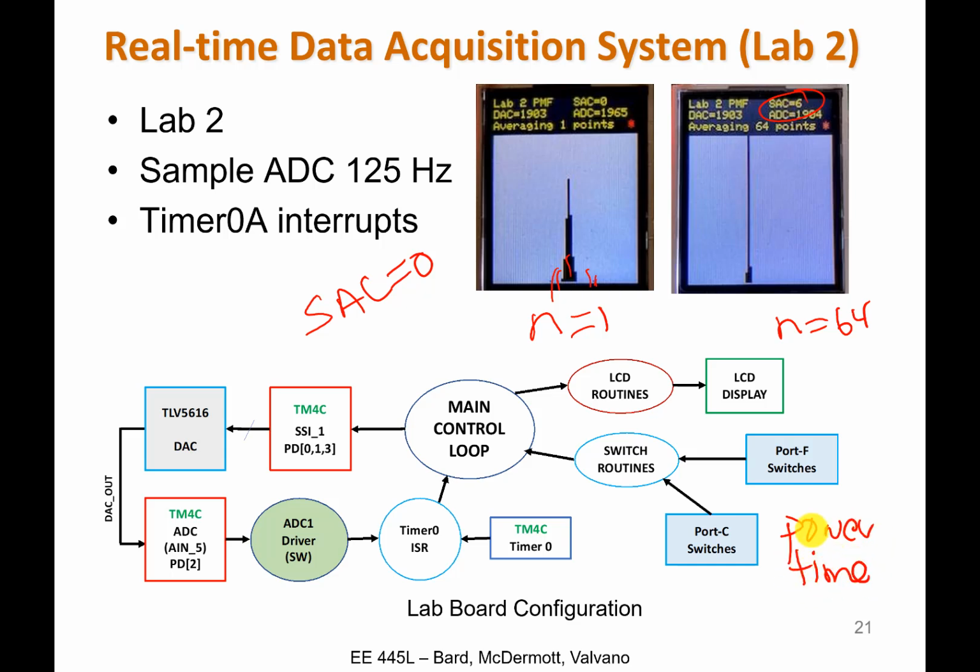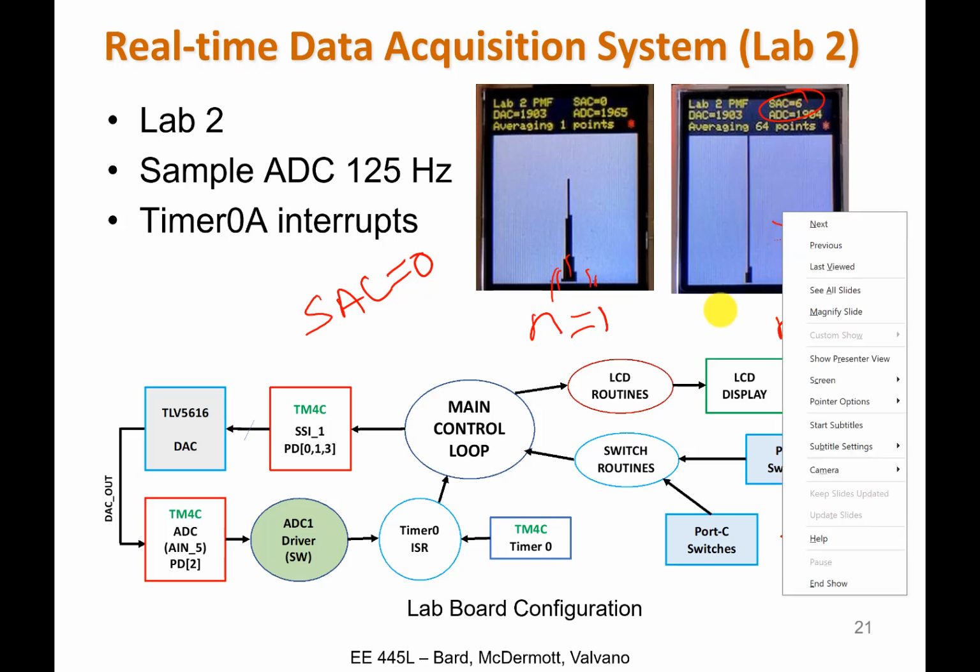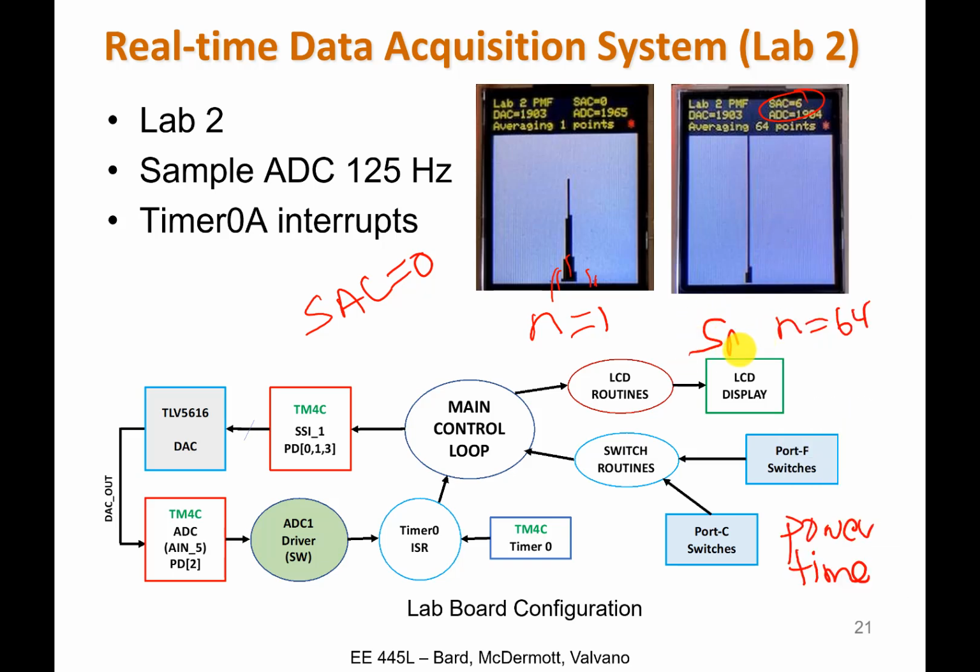Now with the TM4C, I can set the SAC, the sampling average control, to 6, and I'm not losing processor time because it happens in hardware.